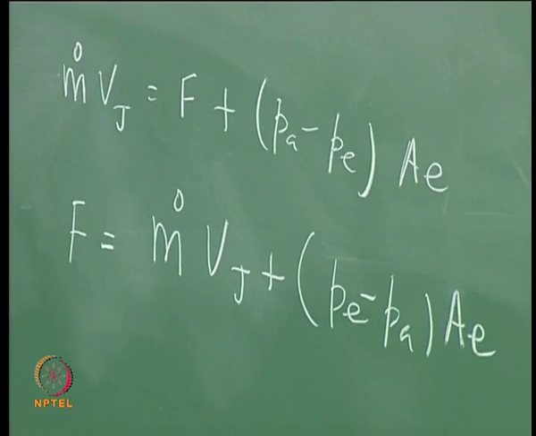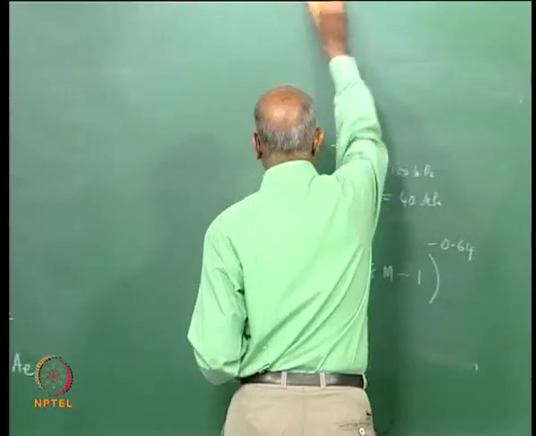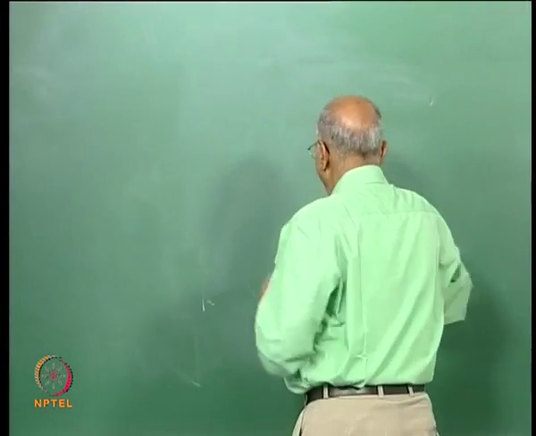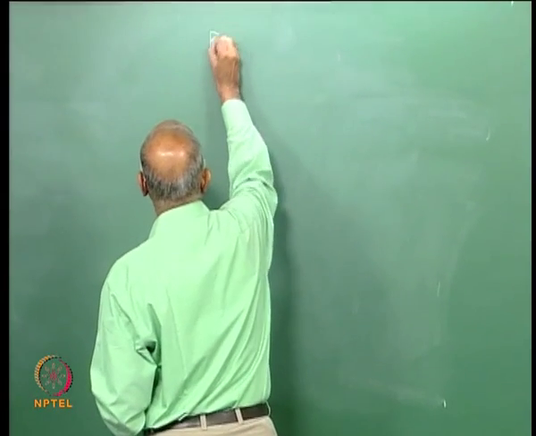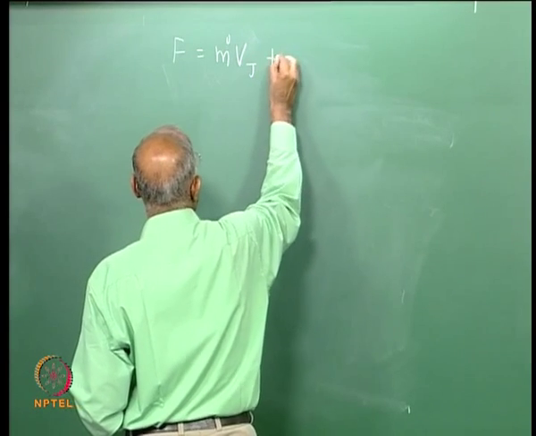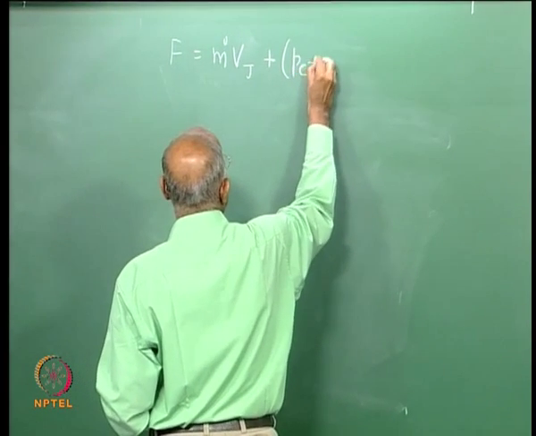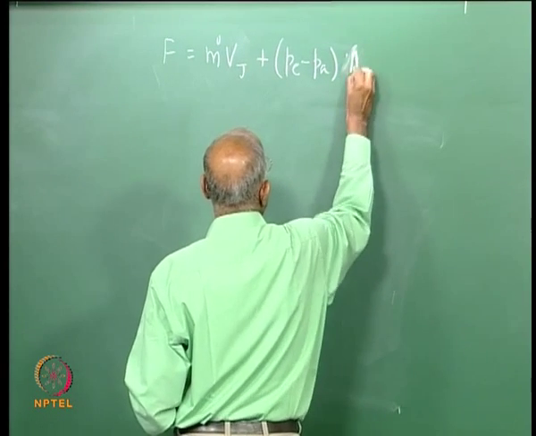Now I have slightly modified my thrust equation, in which originally we considered the exit pressure to be the same as Pa, and we got the expression F is equal to m dot Vj. Now we tell ourselves, well, I have to add the pressure term Pe minus Pa into the value of the exit area.